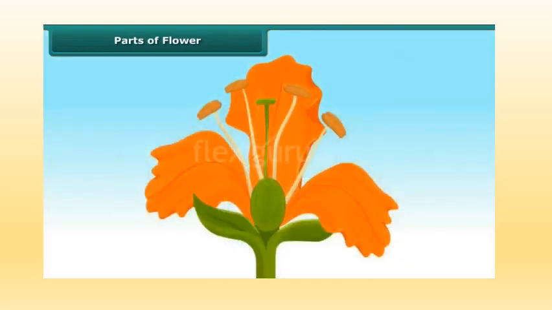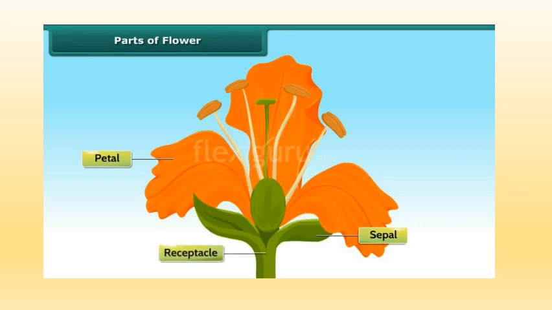Other important parts of the flower are the petals and sepals. Petal is the colored part of a flower. The sepals are the green petal-like parts at the base of the flower. Receptacle is the part of a flower stalk where the parts of the flower are attached. So children, these were the different parts of the flower.